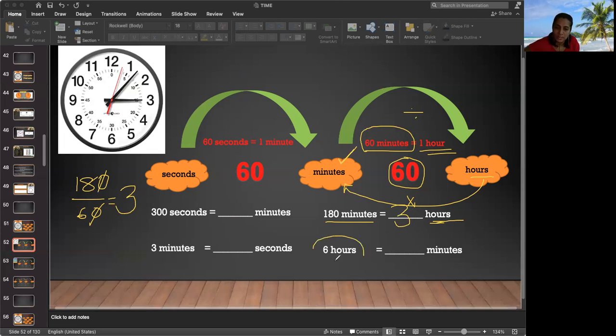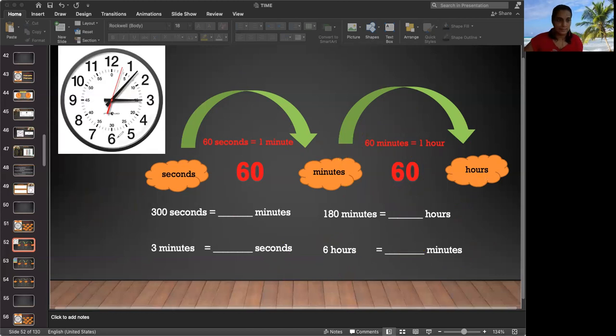What about 6 hours? 6 hours is how many minutes? So if 1 hour is 60 minutes, you are going to multiply 6 with 60. So you have a 0 here, you immediately put in a 0. 6 times 6 is 36. So you will have 360 minutes. Simple conversion of time.